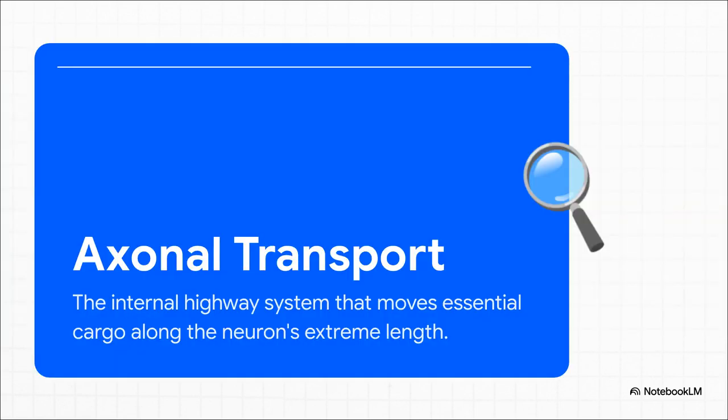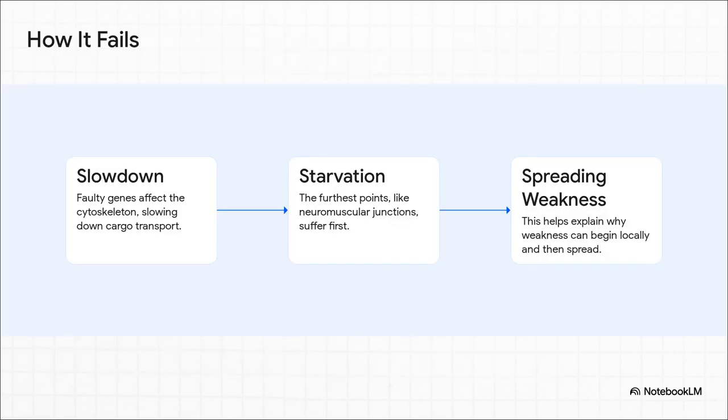Okay, now let's look at the physical infrastructure of the cell. Axonal transport is the neuron's internal highway system. It's constantly moving essential cargo, things like mitochondria for energy, building blocks for repairs, up and down the incredible length of the neuron. You have to remember, motor neurons are extreme long-haul cells, so any kind of traffic jam or slowdown on this internal highway is a disaster. The cargo just doesn't get where it needs to go.